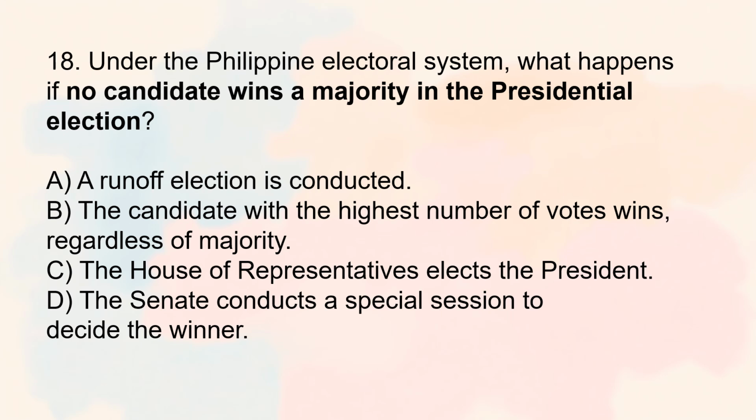Number 18, under the Philippine electoral system, what happens if no candidate wins a majority in the presidential election? Letter A, a runoff election is conducted. Letter B, the candidate with the highest number of votes wins regardless of majority. Letter C, the House of Representatives elects the president. Or letter D, the Senate conducts a special session to decide the winner.